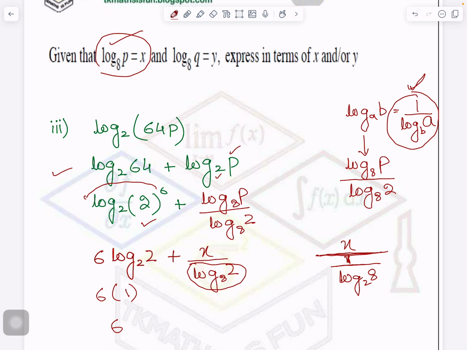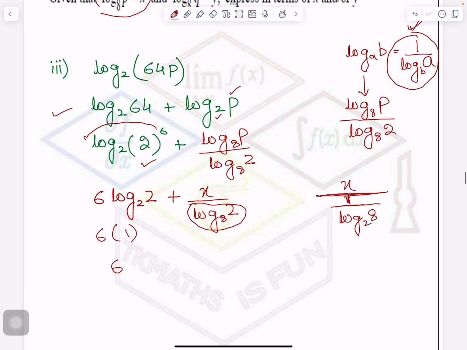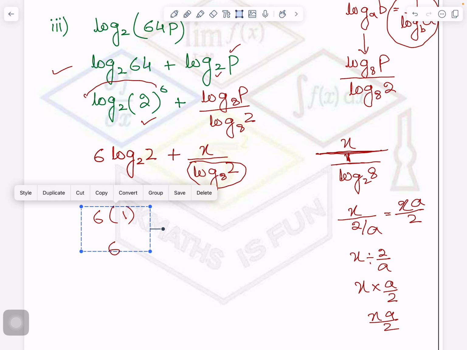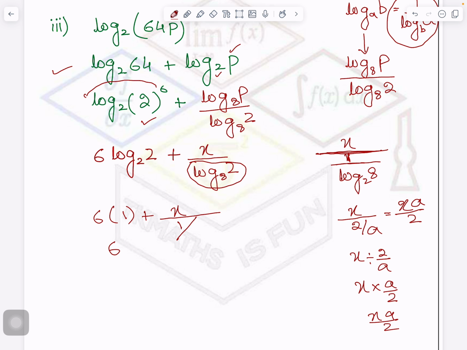Now, if you know the basic mathematical skills, for example, X divided by 2 over A, can I write it as XA divided by 2? Yes or no? Because what does it mean? X divided by 2 over A, which means X into A over 2, which is XA over 2. So this concept I will apply here. So it will become X divided by 1 over log 8 base 2.